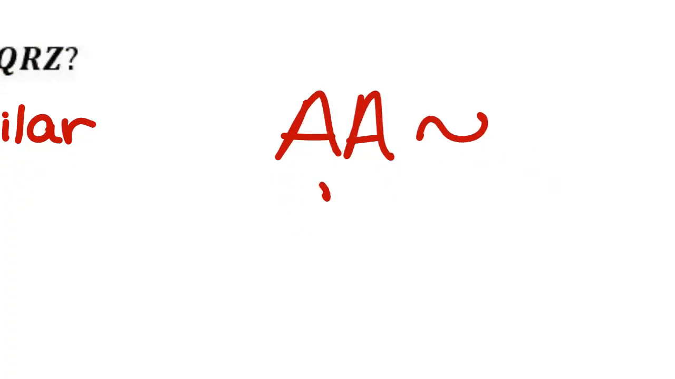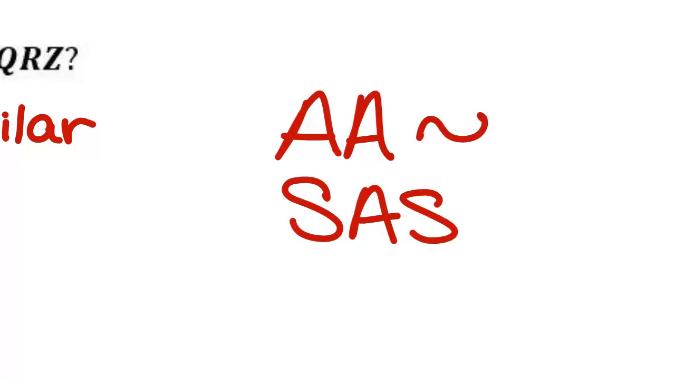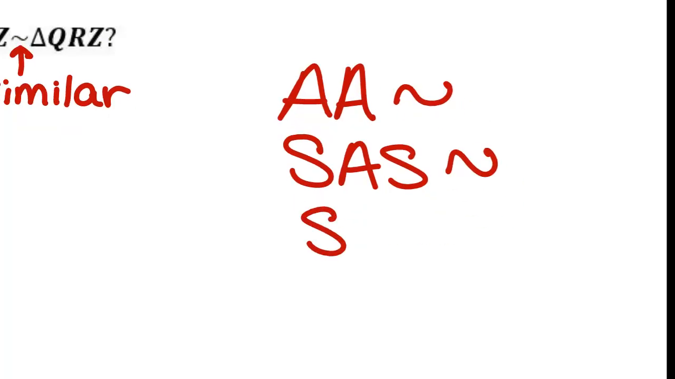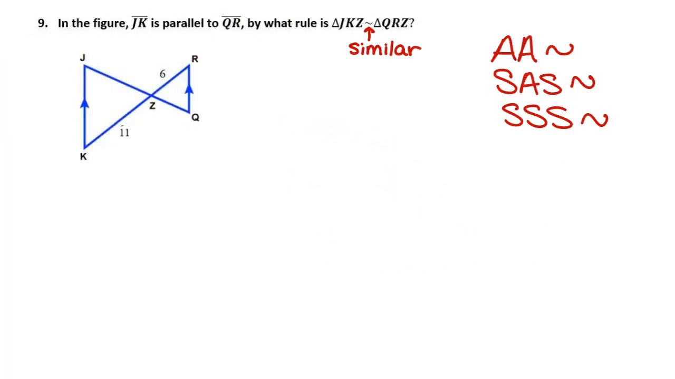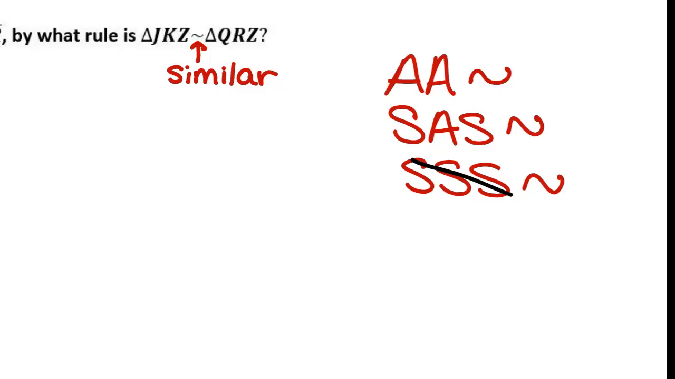So we had 3 different ways that we could show 2 triangles similar. We had angle-angle similarity. We had side-angle-side similarity. And we had side-side-side similarity. To use side-side-side similarity, you have to know about all three sides on the top triangle and all three sides on the bottom triangle. Do we know about all of the sides on both triangles? No, then side-side-side is not going to work out for us.